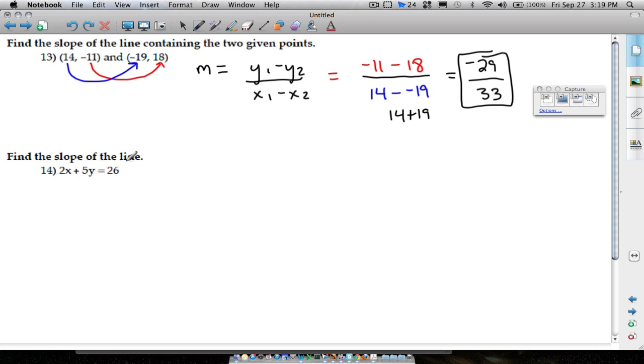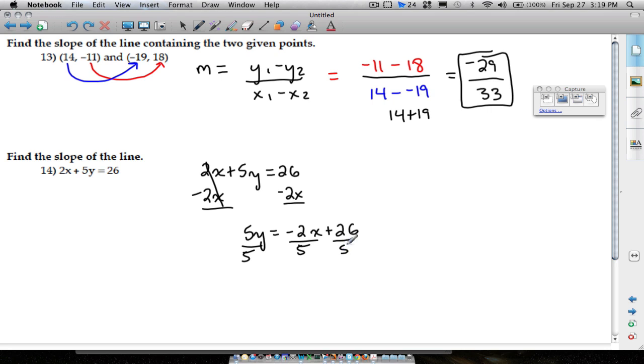Number 14, find the slope of the line. The way I recommended doing this in class, if you have 2x plus 5y equals 26, I recommend getting y by itself. So let's go ahead and do that, and then we'll talk about why we did this. We move the 2x over. They cancel out. 5y equals negative 2x plus 26. And then we divide everything by 5 to get y by itself. So we're looking at y equals negative 2/5 x plus 26/5.